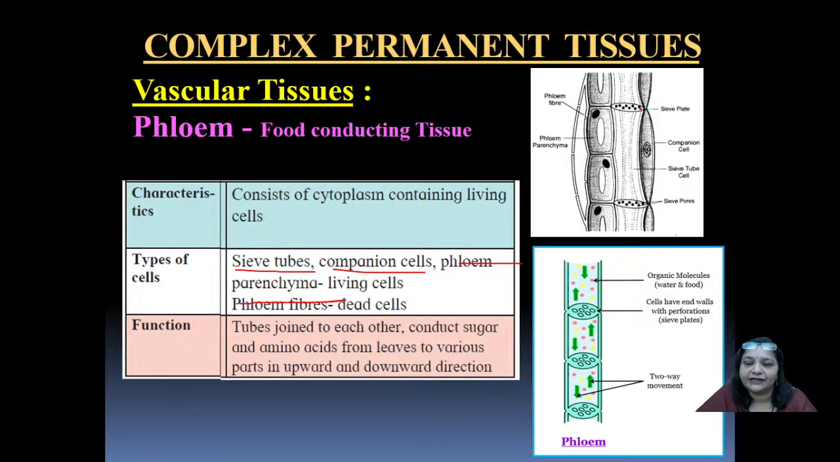The sieve plate is like a sieve through which the food materials pass, okay, from one element to the other element, from one part of the plant to the other part of the plant. Now, the main function of the tubes is that they are joined together with each other, and they conduct sugar and amino acids from leaves to various parts, in the upward as well as in the downward direction. Is that clear, all of you?